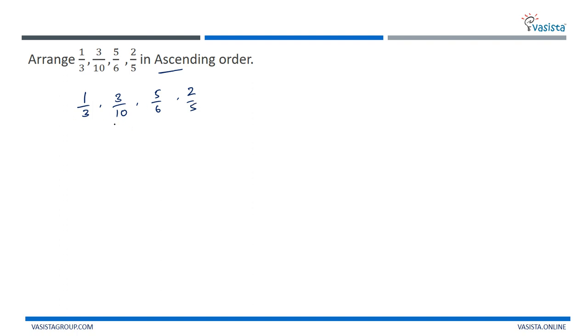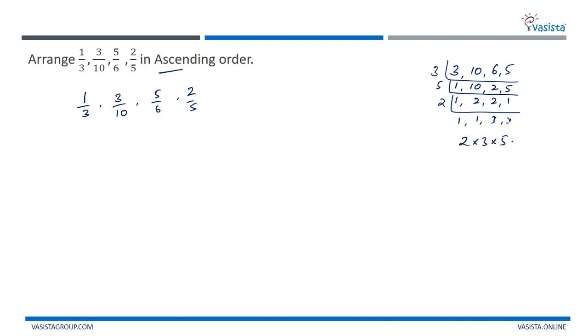Let me take the LCM of the denominators. That will become what? So the LCM of 3, 10, 6, 5. Let me go with this: 3 ones are 3, 10 I can't divide, 3 twos are 6, and 5. Then let me go with 5. 1, I can't divide, 5 twos are 10, and 5 ones are 5. Now further 2, 1, 1 and 1. The LCM for 3, 10, 6, 5 is 2 into 3 into 5, which is nothing but 5 threes are 15, 15 twos are 30.